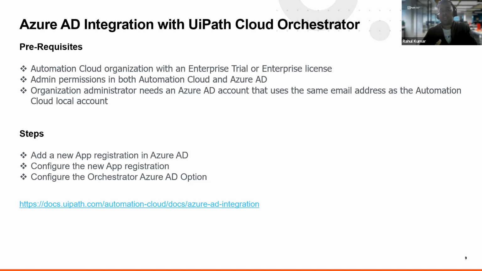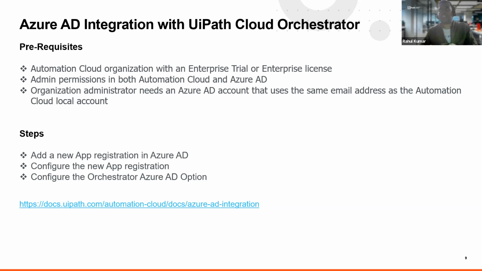AD app registration. So in a similar fashion, we will also be doing the same thing in the cloud orchestrator as well. So here the only prerequisites are that we need you to be organization administrator. We need the enterprise version of our automation cloud, either the trial or the enterprise version. It won't work with the community version. And the second thing is we need the email ID of your organization administrator and the email ID of your Azure AD administrator. The email ID should be the same. I will tell you why this email ID is required to be the same, so that when we see it in action, we will explain that as well.